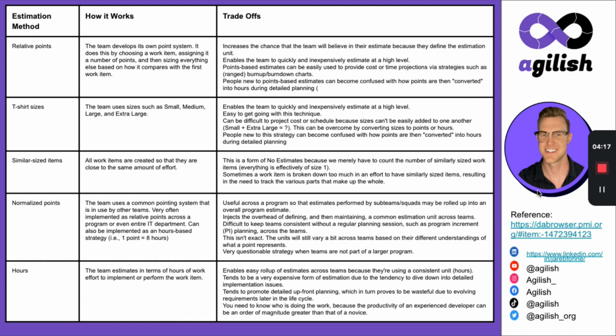Next estimation method is normalized points. This is where the team uses a common point system. This is useful if you have multiple teams. For example, you can say, hey, 1 point equals 8 hours, and every single team is going to use that. Again, the positive of this one is that you can use it across programs and multiple teams, and they can be rolled up into something that is equivalent to each team.